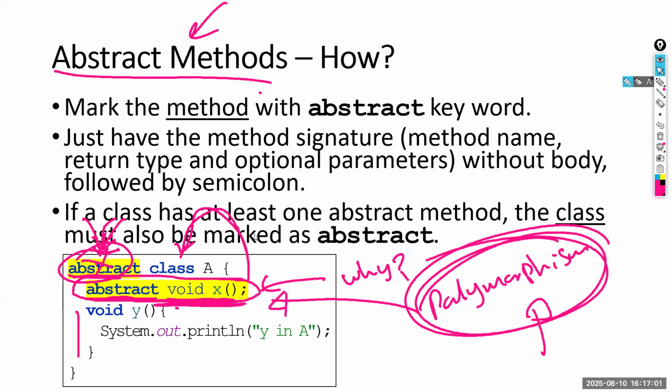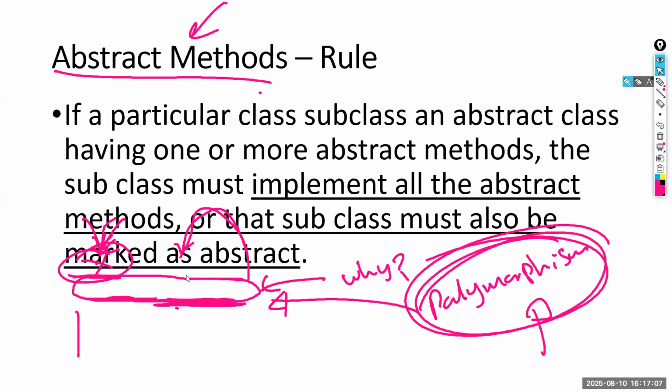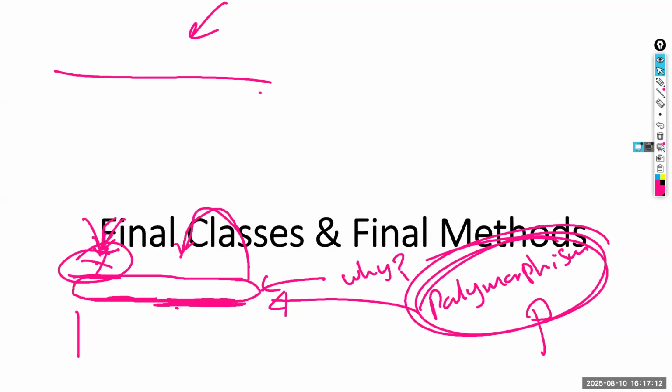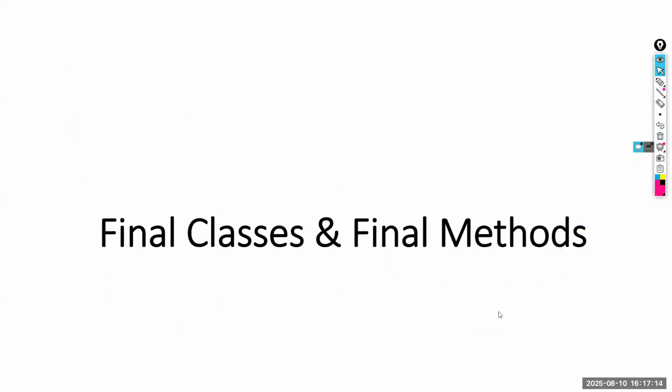Right. So therefore abstract methods are methods having no body. If you have an abstract method, you must mark your class also as abstract. Okay. Right. So let's do a small example.